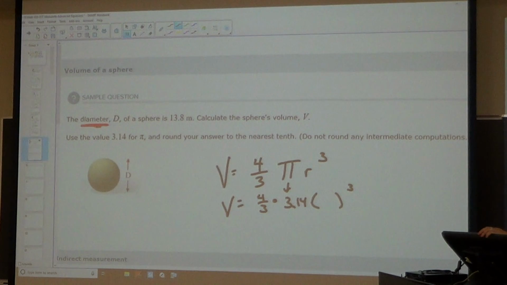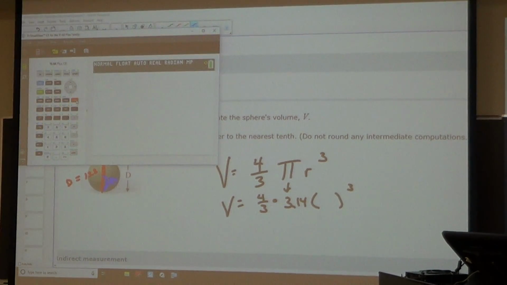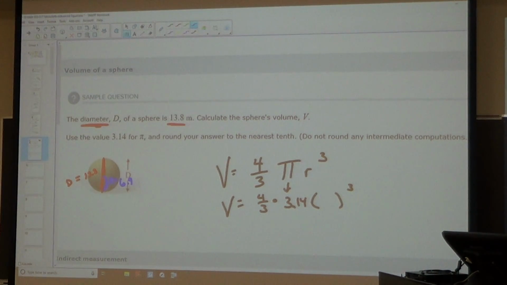Now, for this problem, they told us what the diameter was. So they are telling us that all the way through the ball is 13.8. That's the diameter. We don't want the diameter, we want the radius. So we have to divide by 2. So we're going to do 13.8 divided by 2. So my radius is 6.9.